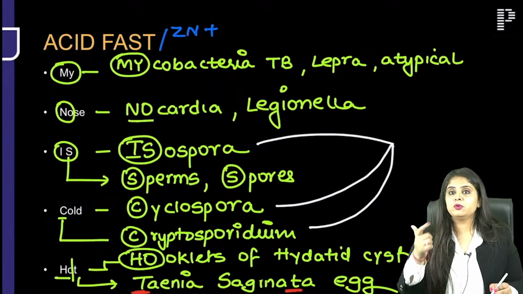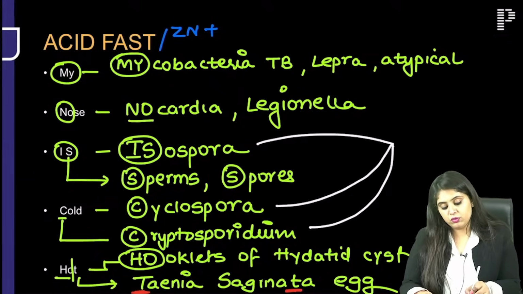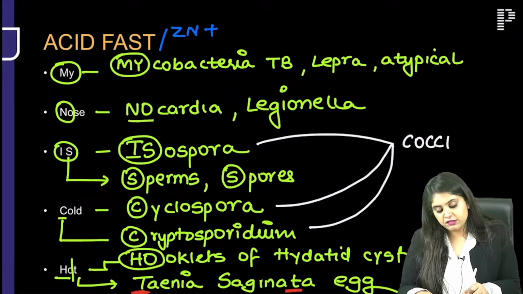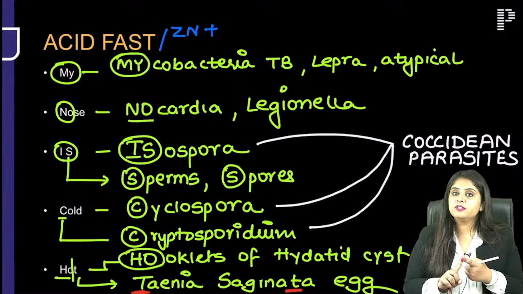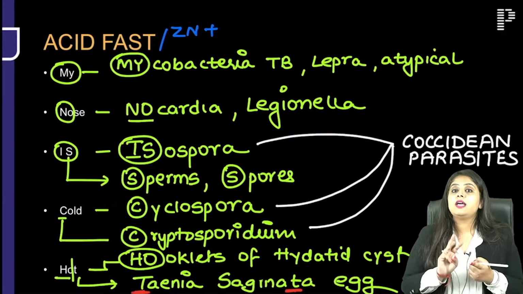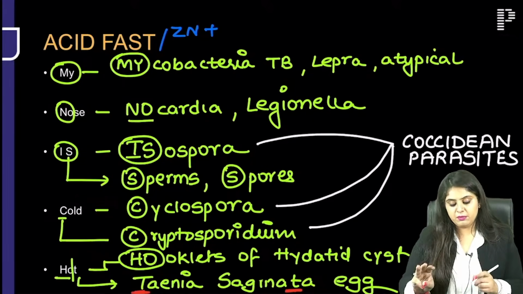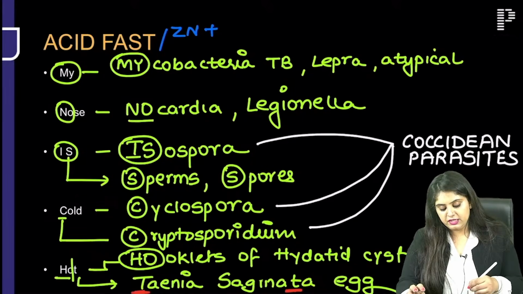Isospora, Cyclospora, Cryptosporidium. If you don't know, together they are of the same family, and the name of this family is coccidian parasites. I will teach you under parasitology. Please remember both the Spora brothers, Isospora, Cyclospora, and Cryptosporidium, they belong to the coccidian parasites.